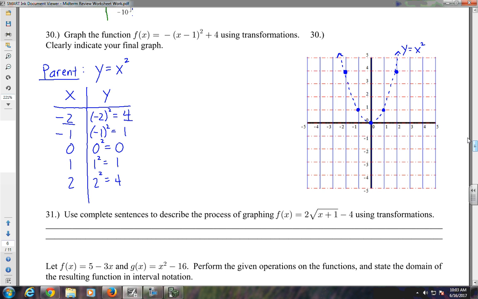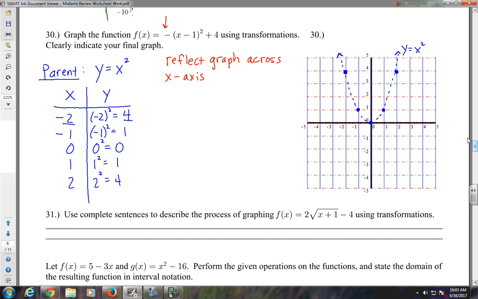Now, how does this relate to the function in question? Well, the function in question has several transformations applied. So notice I've got this negative outside the function. This means I need to reflect the original graph of our parent function across the x-axis. Okay, so I'm going to find a mirror image of each of those blue points that I graphed. I'm going to reflect them across the x-axis so our parabola opens down.